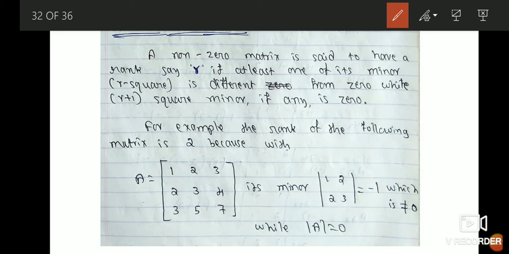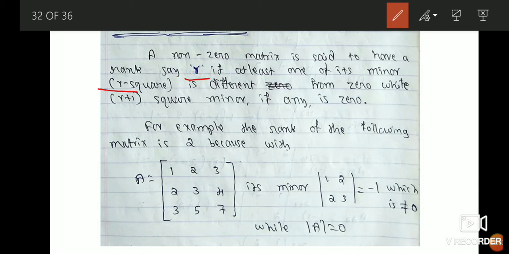A non-zero matrix is said to have a rank R if at least one of its minors is different from 0. We all know how to calculate the minors: minors means we eliminate a particular row and a particular column, get the submatrix, and then calculate the determinant of that submatrix.